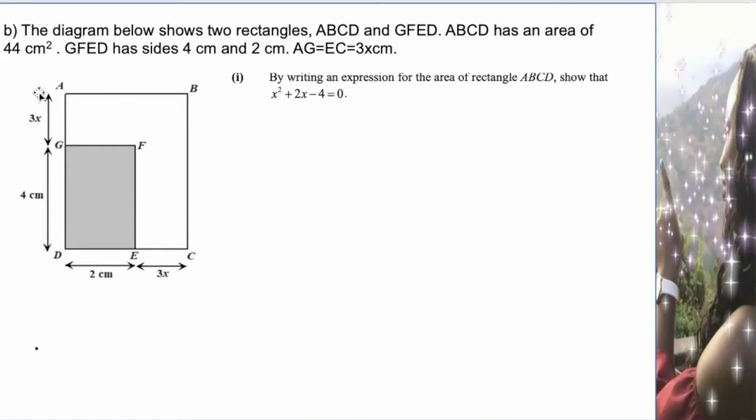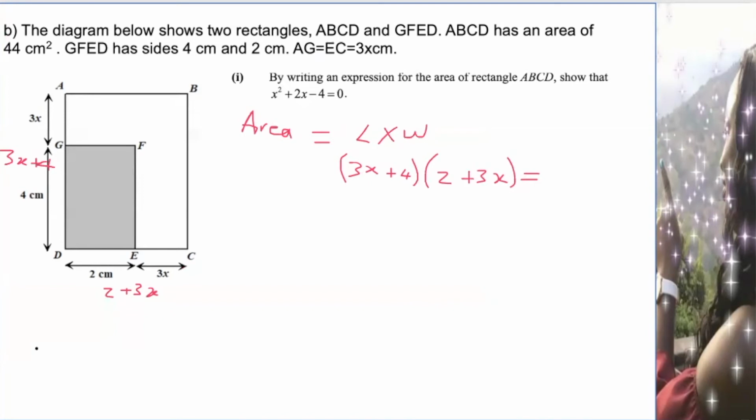Now, area is equal to length times width. So the length is AD and the width is AB. The area of a rectangle is length times width. What is the length? The length is the summation of this, 3x plus 4. And the width, AB, which is the same thing as DC, is 2 plus 3x. So this represents our width. Multiplying these will give us the area. So I'll have 3x plus 4 times 2 plus 3x, and when we multiply this, it will give us 44 centimeters squared. That's what the question gave us: the area is 44 centimeters squared.